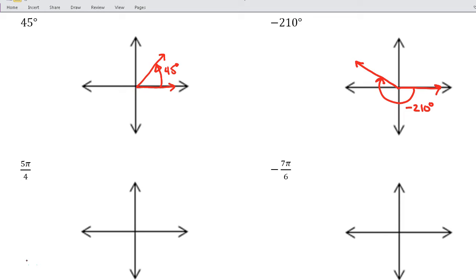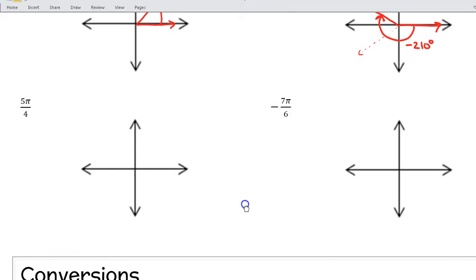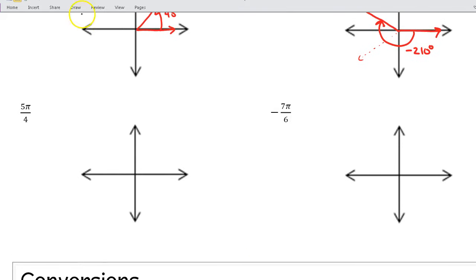We've got 45 degrees positive, so we're rotating counterclockwise. We're in the first quadrant. And then here's negative 210 degrees. Again, if you want to think about rotating positive 210, once I go halfway around, that's 180, so I'd need to go another 30, so I'd be somewhere over here. And then you just reflect that over the x-axis to get where our final angle is and rotate clockwise to get there. So now we have these angles, and these angles are in radians.